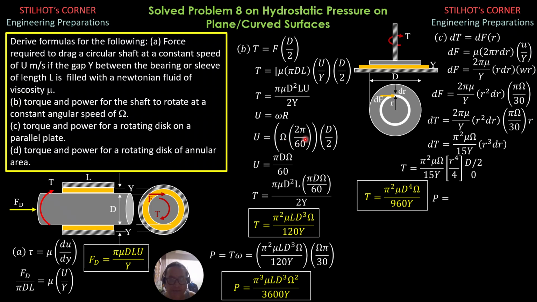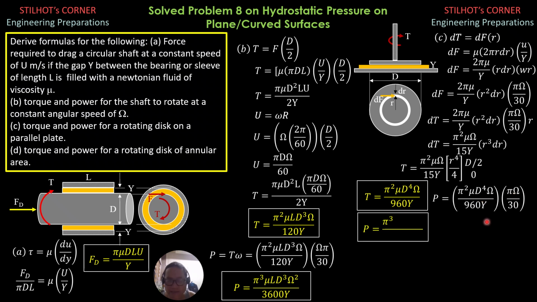Power, on the other hand, is torque times W, and W is pi omega over 30. So we multiply this by pi omega over 30. Then the formula for power is pi cube mu diameter to the fourth omega square over 28,800 times y, denominator.